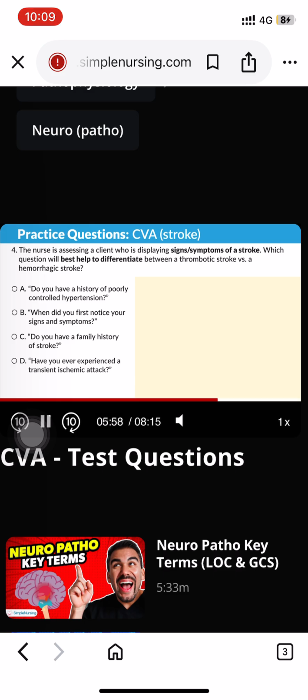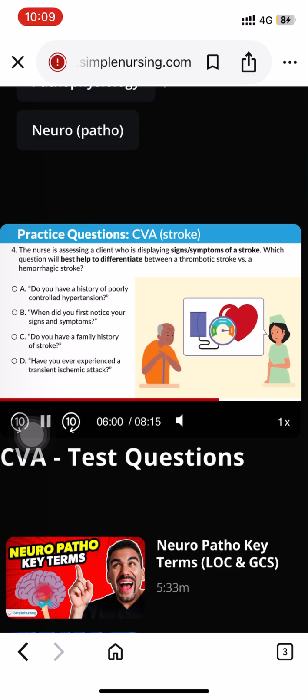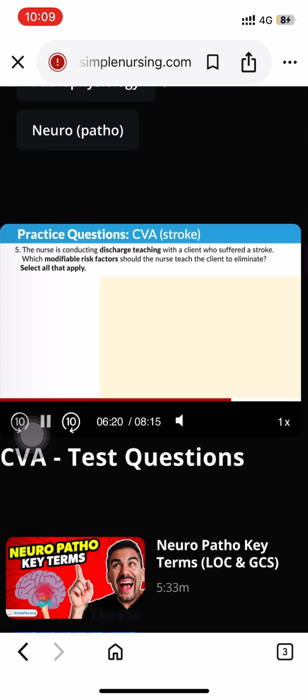So option A, do you have a history of poorly controlled hypertension? Yes, this is the most correct, as hypertension is the number one cause of a hemorrhagic stroke. Now, option B, C, and D are all incorrect, as they are not specific enough to pinpoint the root cause of the hemorrhagic stroke. And lastly, question number 5.